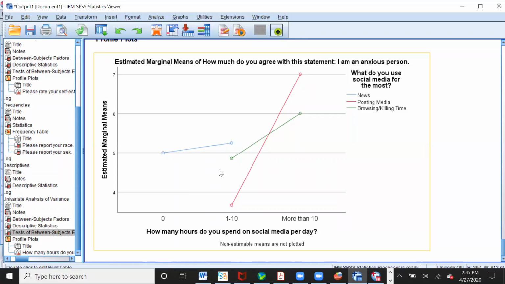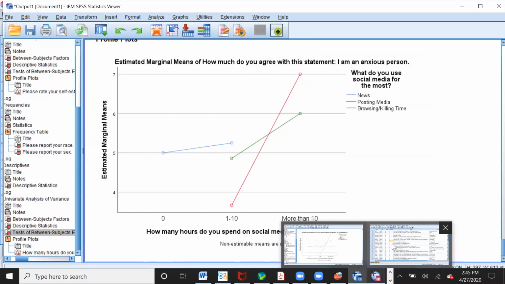All right. So the problem here is you didn't have anyone in this green line, which is browsing, killing time, report 0 hours. And for your blue group, your news group, no one reported more than 10 hours on social media. So that's one of the reasons why your data may have not come out significantly. There's probably a whole lot of reasons for it, but that's one possibility.